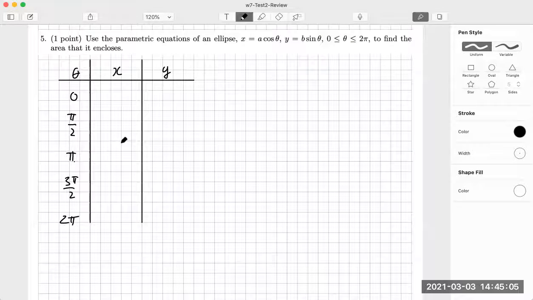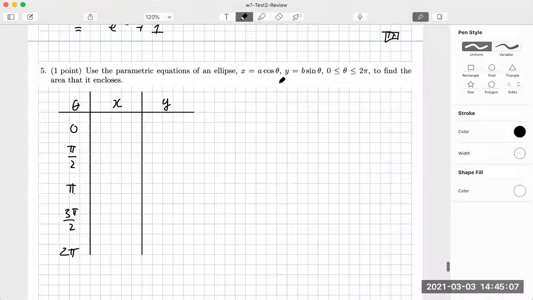Okay, when theta is equal to 0, then x will be a times cosine of 0, which is 1. Then a times 1 gives us a. And y will be b times sine of 0, which is 0, therefore it becomes 0.